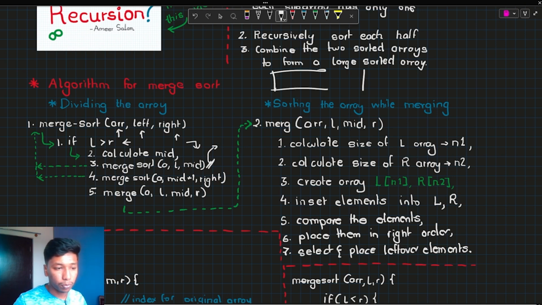For example, if this is my array, it will be divided into the leftmost array, and this is going to be the rightmost array. So first we'll be dividing the leftmost array, then the rightmost array, and then we'll call the merge function which will sort the array and merge them back into one single array. So in the merge function, again it takes arguments, that is the array, the leftmost index, the middle index and the rightmost or the last element index.